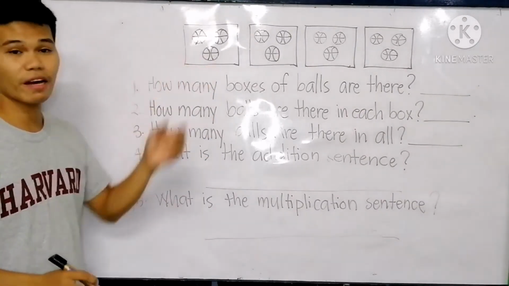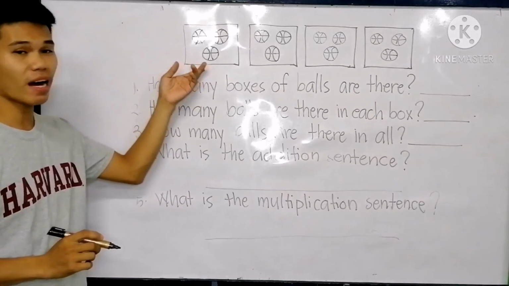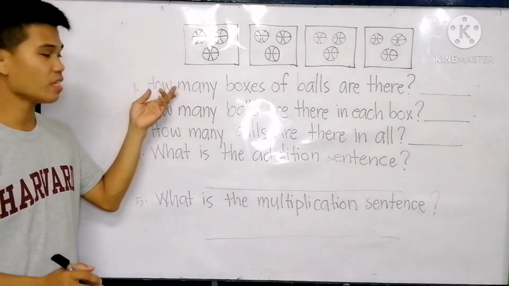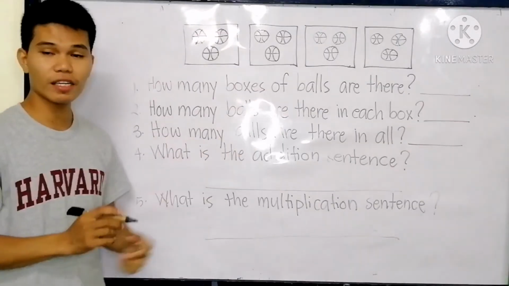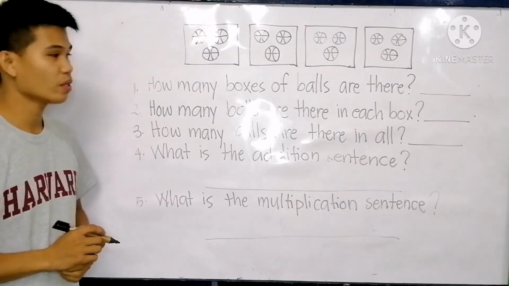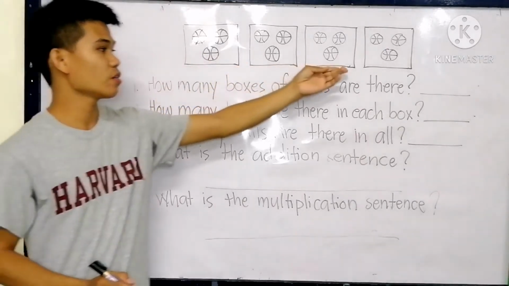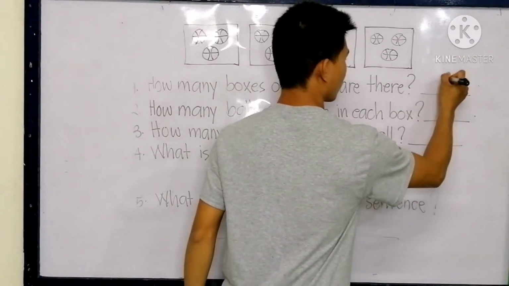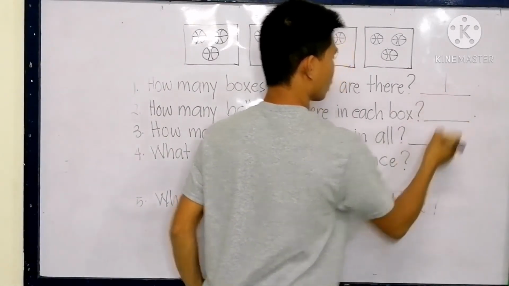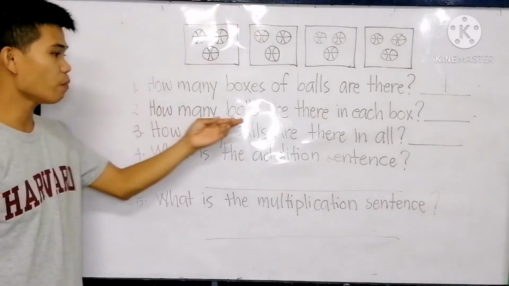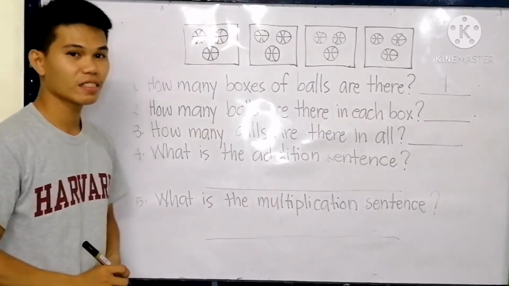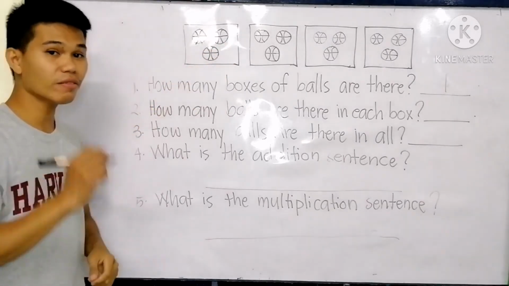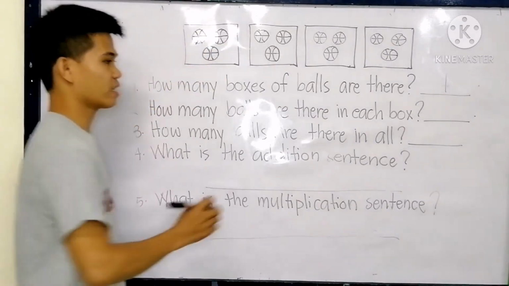As you can see, we have 4 boxes. In each box, there are 3 balls. So the question is, how many boxes of balls are there? Let's count: 1, 2, 3, 4. So we have 4 boxes. Next, how many balls are there in each box? Let's count: 1, 2, 3. So we have 3 balls in each box.